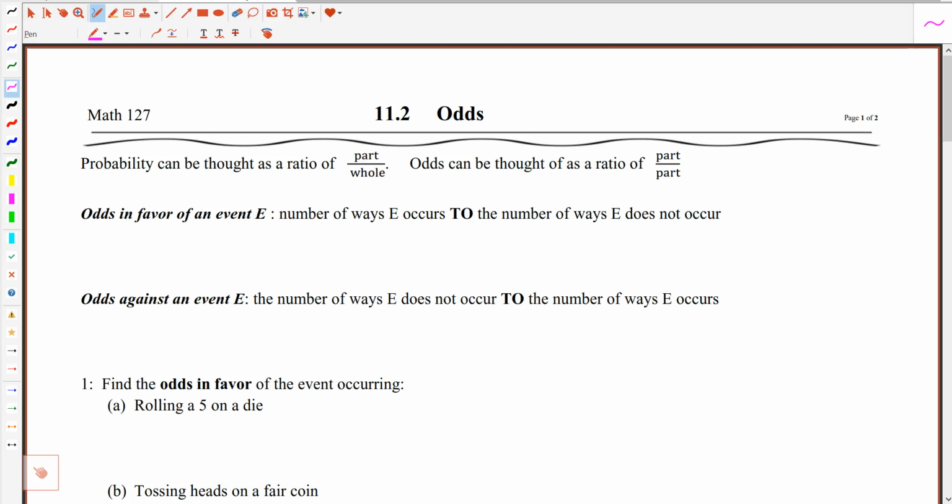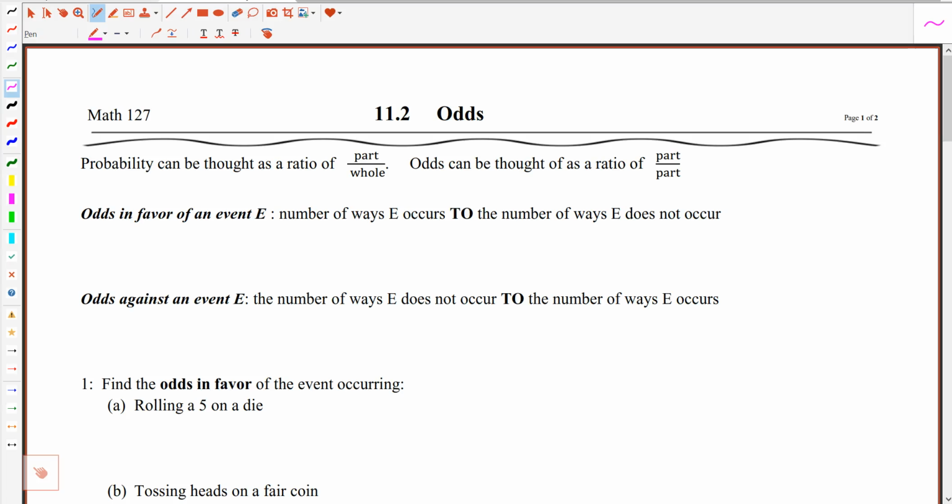Odds also talks about the likelihood of something happening, and it is related to probability, but odds and probability are two different concepts. A lot of times they're confused, and when information is reported, it's actually being reported as odds, but the numbers actually correspond to probability and vice versa. So in this section, we are going to explore what odds actually is, and how to compute the odds of an event, and how odds and probability are related to each other.